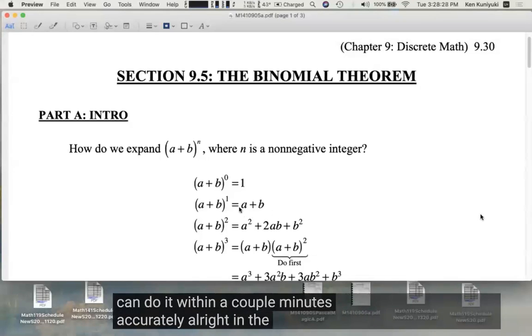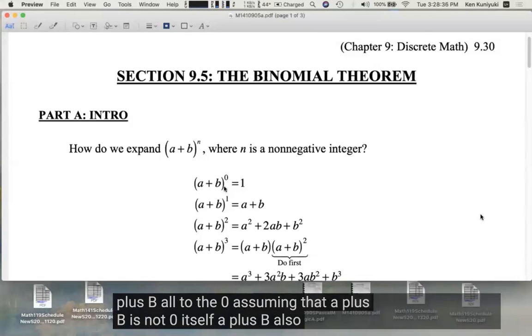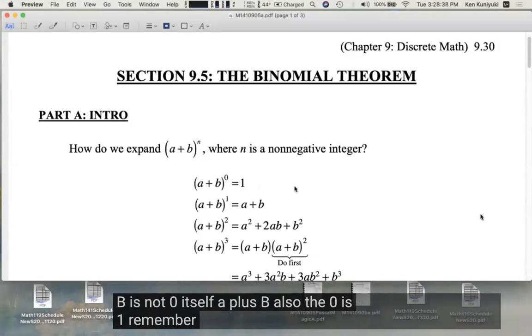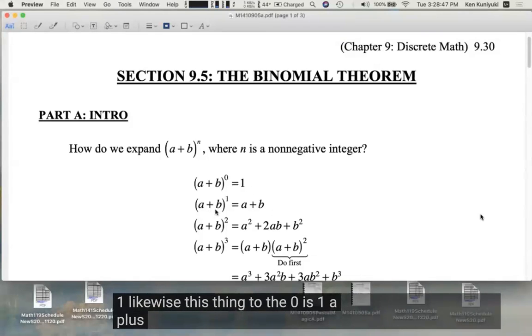All right, in the beginning, a plus b all to the 0, assuming that a plus b is not 0 itself, is 1. Remember, 2 to the 0 is 1, 3 to the 0 is 1. Likewise, this thing to the 0 is 1. A plus b all to the first is just a plus b. A horse is a horse.